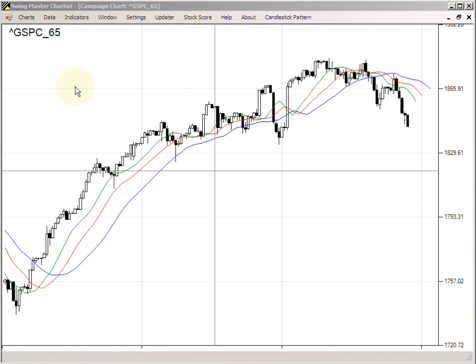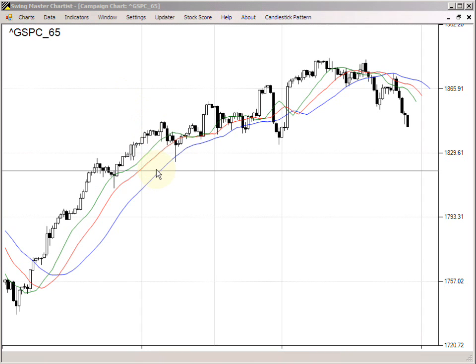This is a campaign chart of 65-minute S&P 500 data. The 65-minute charts work well for swing trading because they provide early entry signals, which helps to reduce the risk of any trade. And they hold up for swings that can last for several days without getting frequent whipsaws. So let's review the basic elements of the campaign chart. First of all, the campaign chart shows about 140 bars of data for any time frame. That's fixed and cannot be changed.